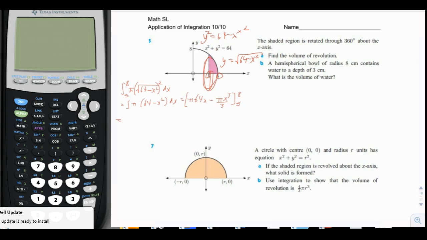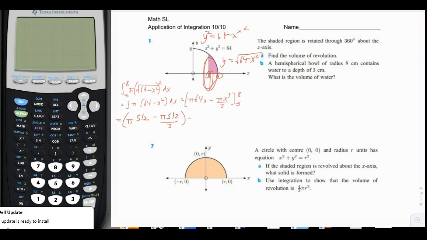So now I substitute in the 8. Get pi times 64 times 8. What the heck is 64 times 8? I know it's a famous number. 512. Minus pi x cubed, 8 cubed. 8 times 8 is 64. Times 8 is also 512. So it's going to be minus pi 512 divided by 3.